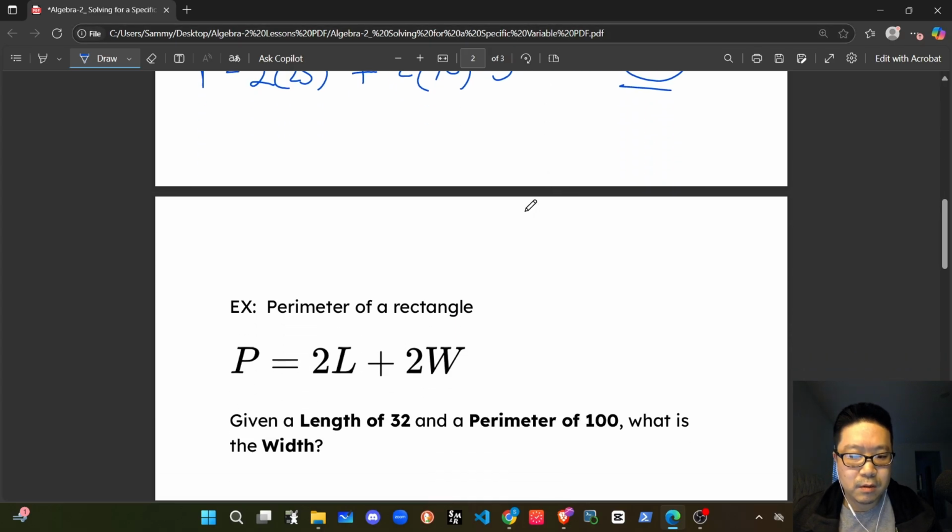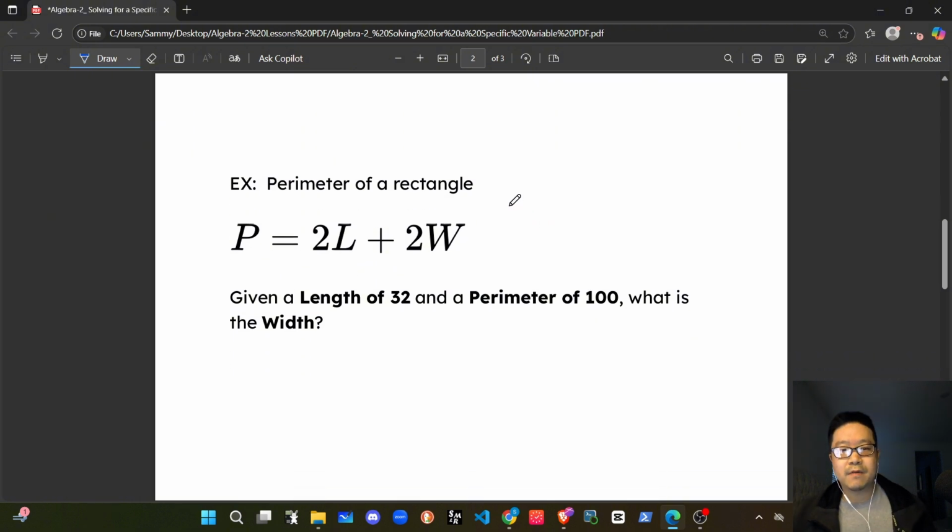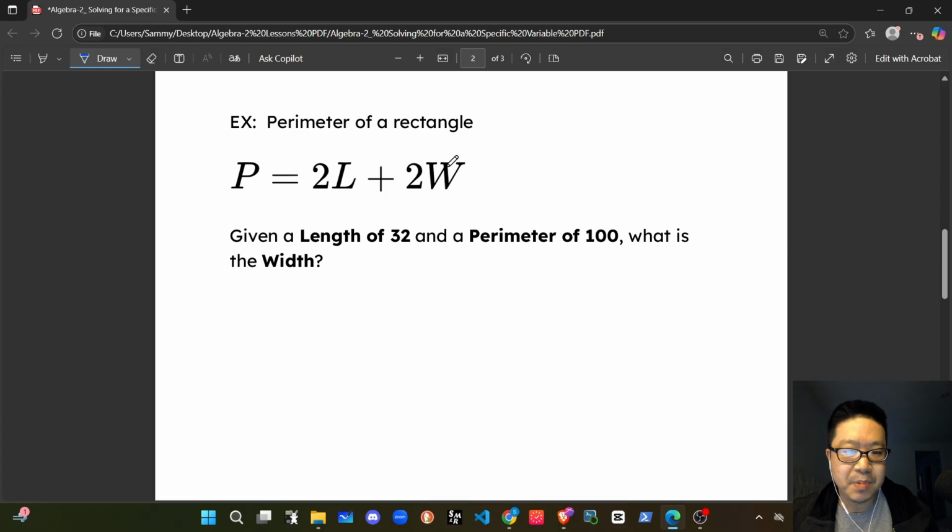But suppose instead of asking us to find the perimeter, we were asked to find the width instead. So here we have the exact same formula, P equals 2L plus 2W, and we were given a length of 32 and a perimeter of 100, and we were asked to find the width instead. In this case, it's much more efficient to solve for W first and then plug in the given values. So let's go ahead and do that. Let's actually solve for W in this formula.